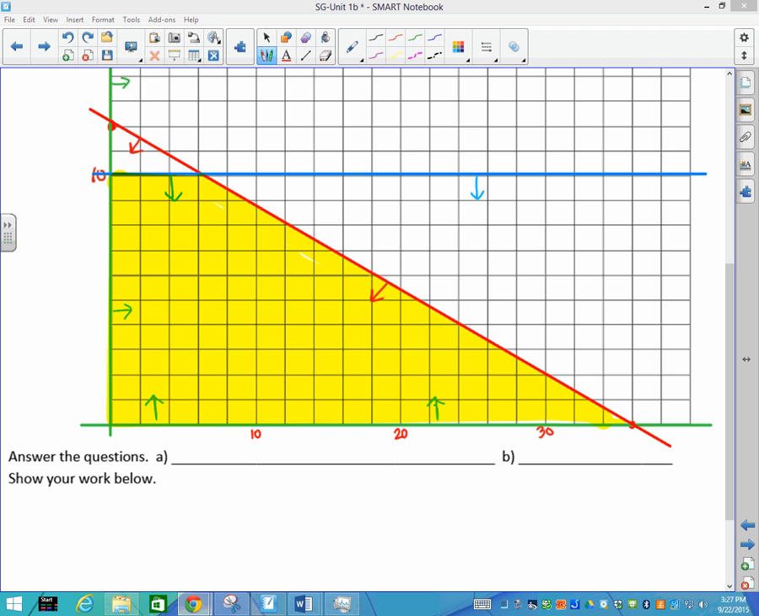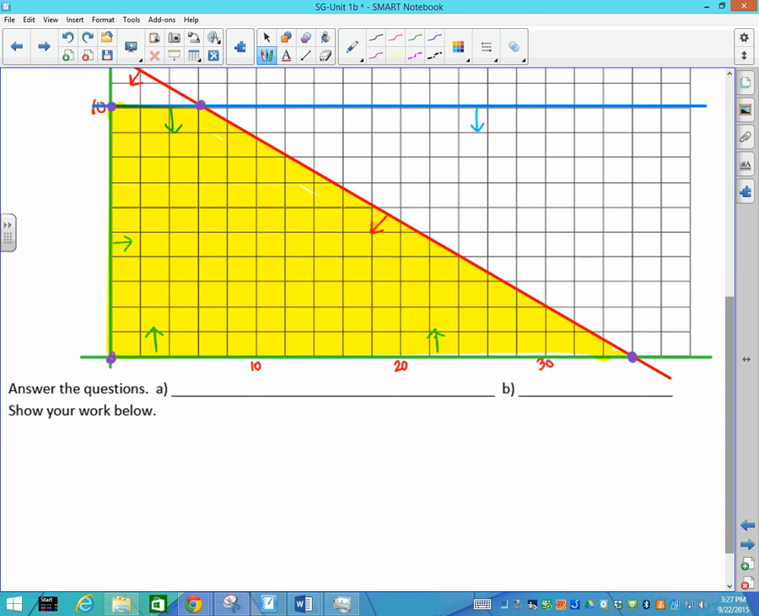Okay, so moving on, we now have to answer the questions. We've shaded everything. So how do we answer those questions? We remember that the vertices of our shaded region are where we will maximize or minimize our objective function. So those are the points that are so important.